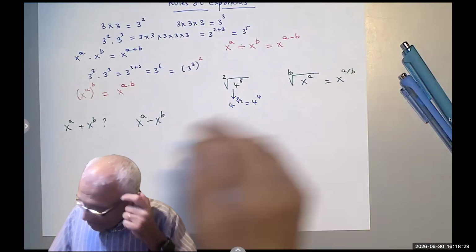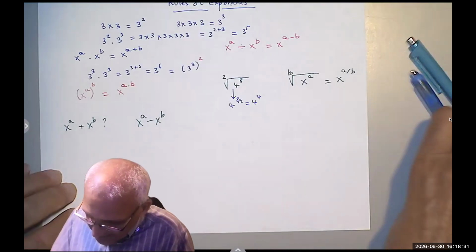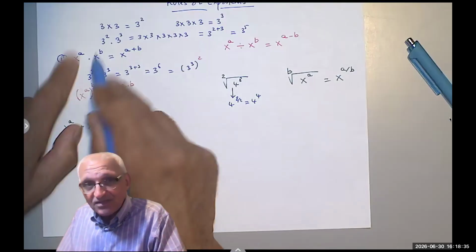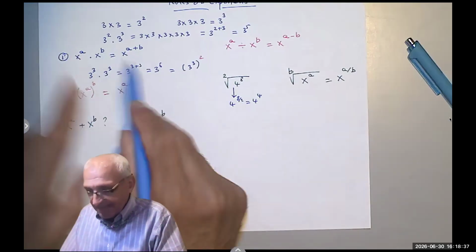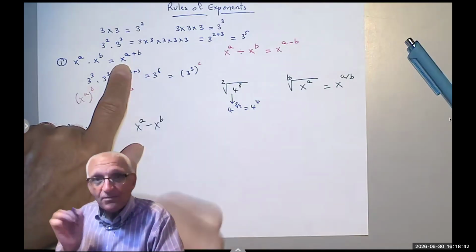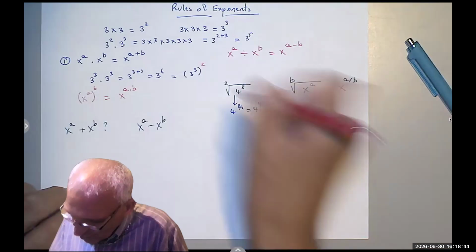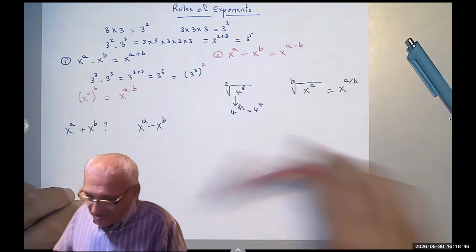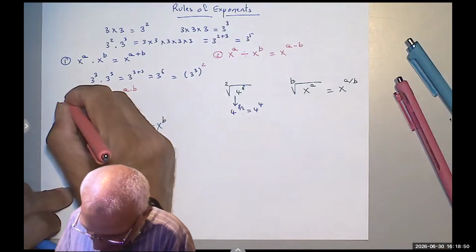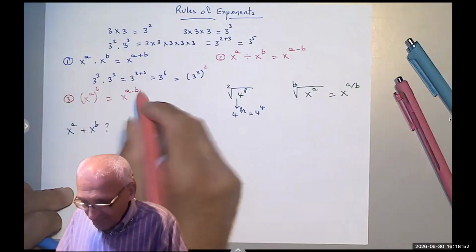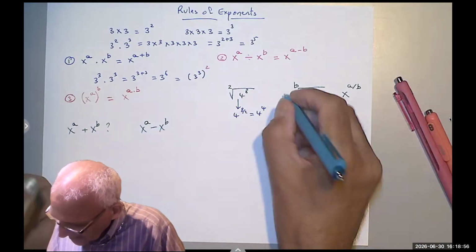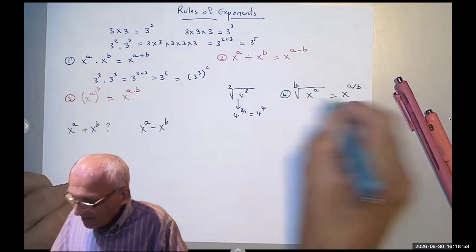Okay? So, rule number 1, when I multiply the same base with different exponents, I can make it a single base, the same base, with the sum of the exponents. The second one is the division, becomes subtraction. The third one is the exponent becomes multiplication. And the last one is the root becomes a division.